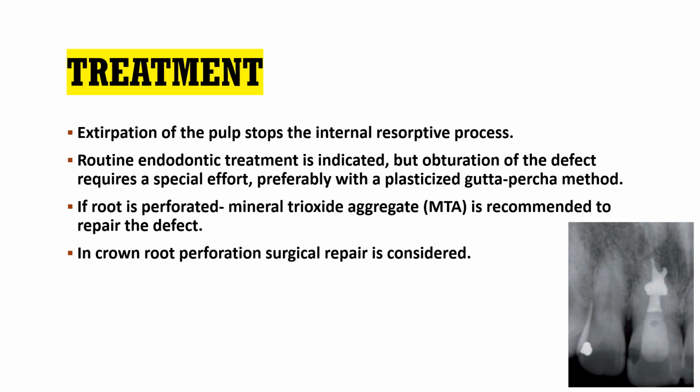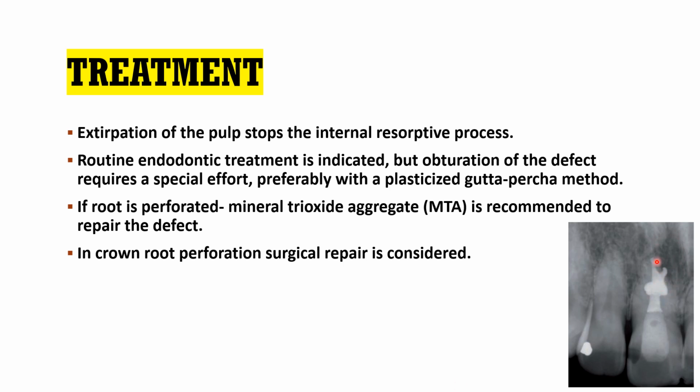Now in this, instead of the normal gutta percha technique, the normal obturation, we use a plasticized gutta percha method because of this huge radiolucent area which is present. Whenever you remove that area, there is this huge space which is formed, so you need to fill it properly. Lateral compaction and the normal techniques won't help in such cases. In internal resorptions, you need to go for this plasticized gutta percha method.